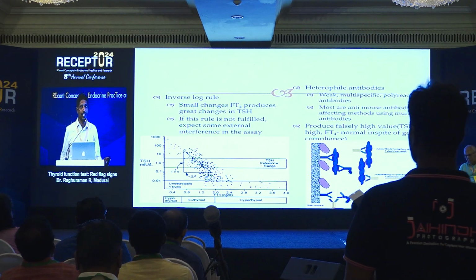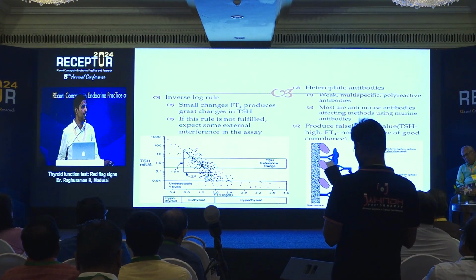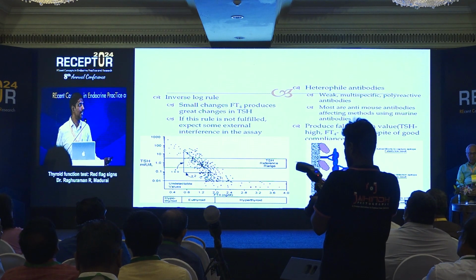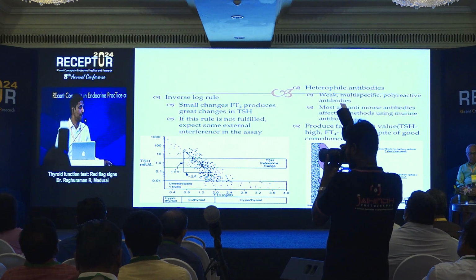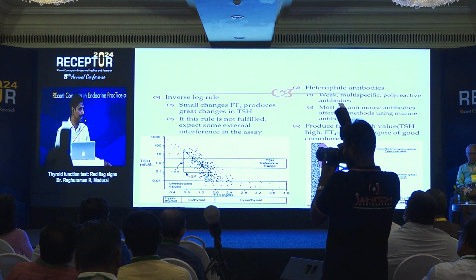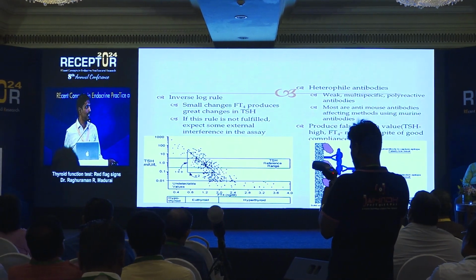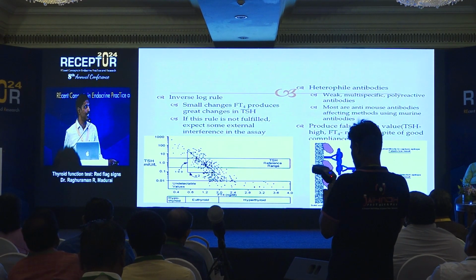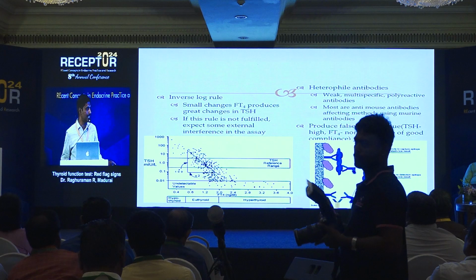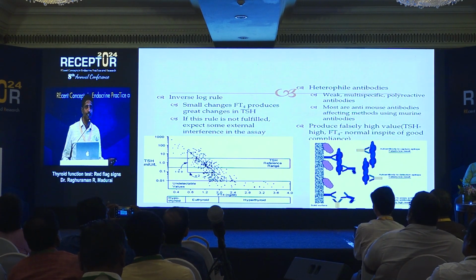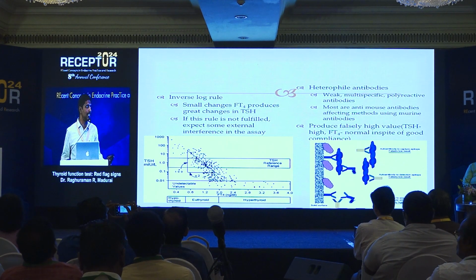Similarly, an important rule which should be known is the inverse log rule. That is, there is an inverse log-linear relationship between free T4 and the TSH, which means small changes in free T4 produce greater changes in TSH in the opposite direction. If this rule is not fulfilled in any of these conditions, we can suspect interference in the assays.